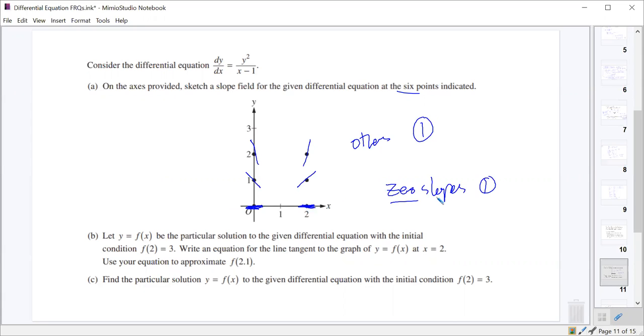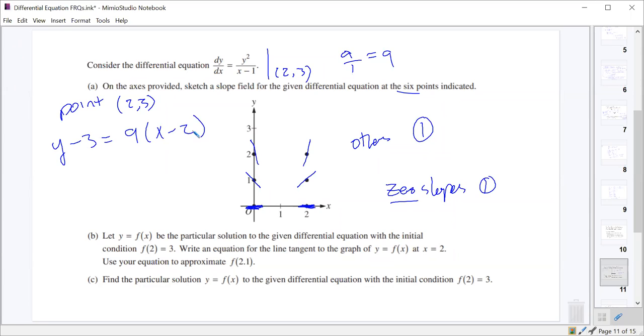All right. Part B is very similar to the last part B that we had. We want to write the equation of a line tangent to the graph of f, where f is the solution to this differential equation with the condition that f of 2 is 3. So we have a point. The point is (2, 3). We just need a slope, so we'll evaluate this at (2, 3), which ought to give us 9/1, for a slope of 9. So our equation should be y minus 3 equals 9 times x minus 2.